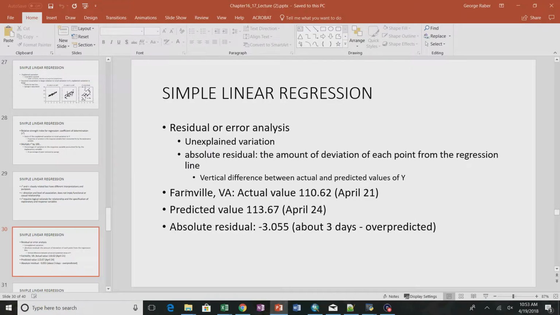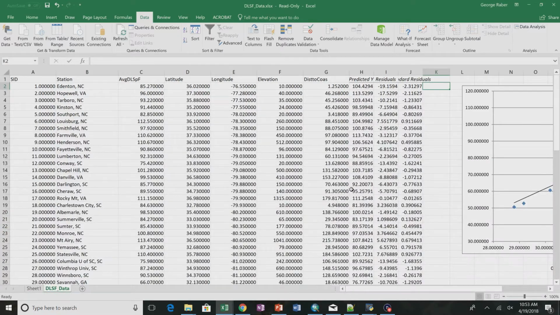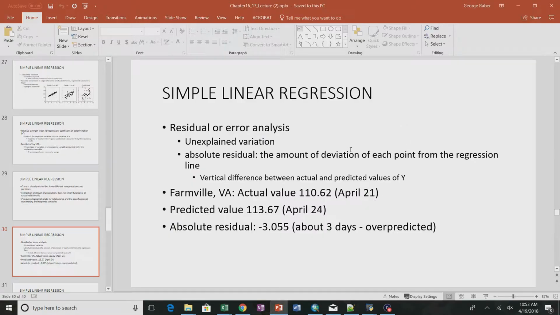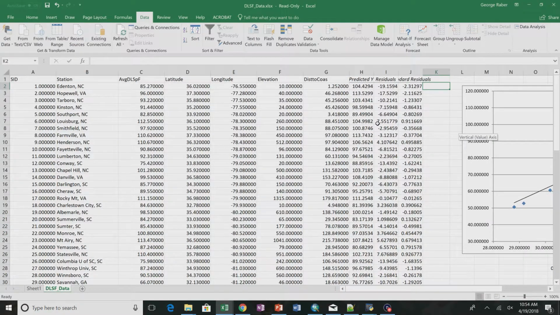So one of the things that we can do with that is we can look and see where the biggest residuals are. So we could go back in and make a map of this data and see where the biggest residuals occurred. That would actually probably be fairly useful.